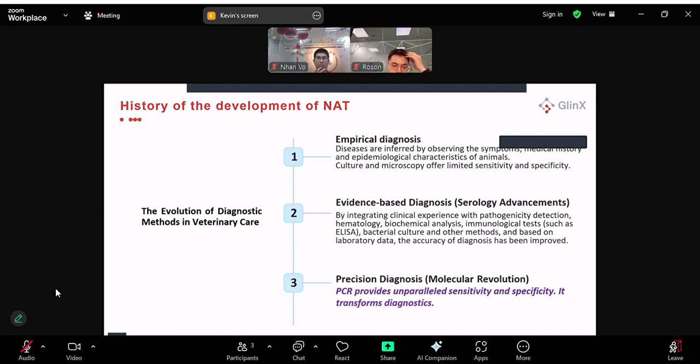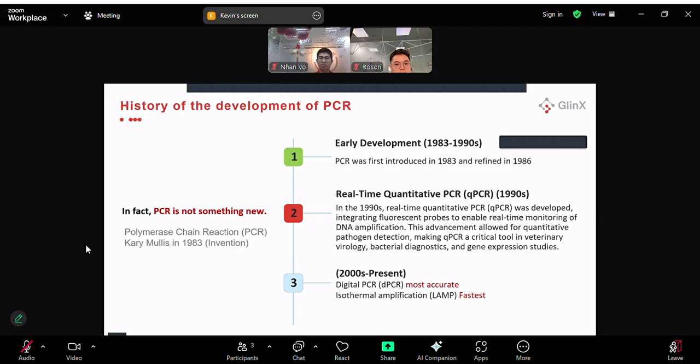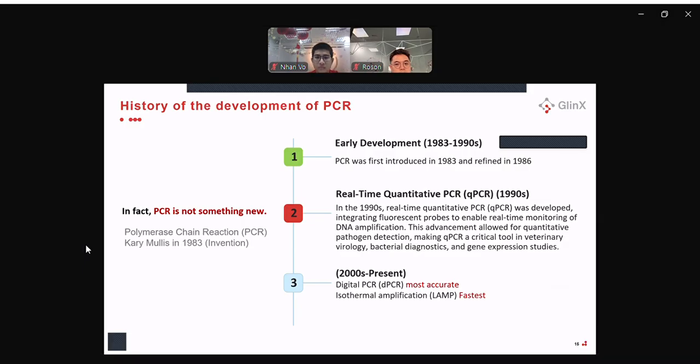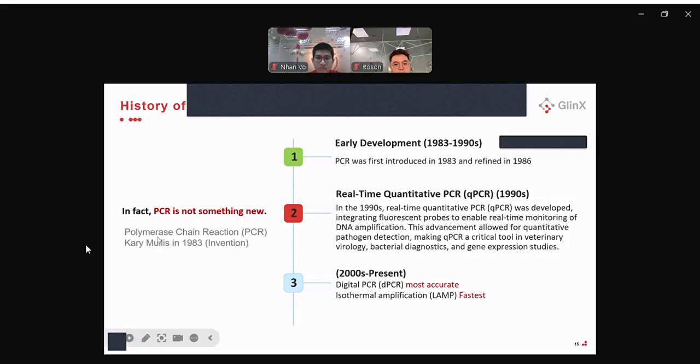So for today, last time Paul showed you the evolution of diagnostic methods in veterinary care. But for today, I would like to share with you the history of the development of the polymerase chain reaction. Because actually, PCR, polymerase chain reaction, is already not something new. It's not a new thing.